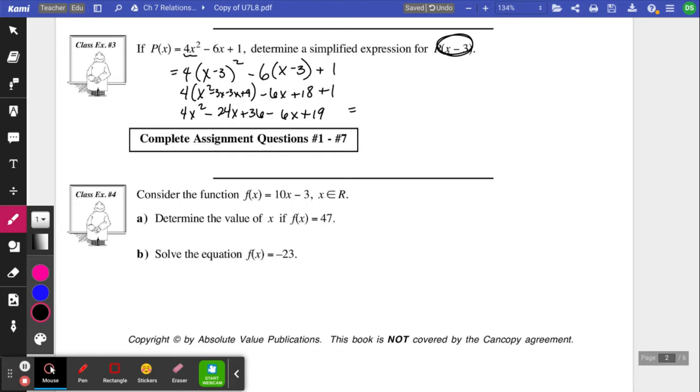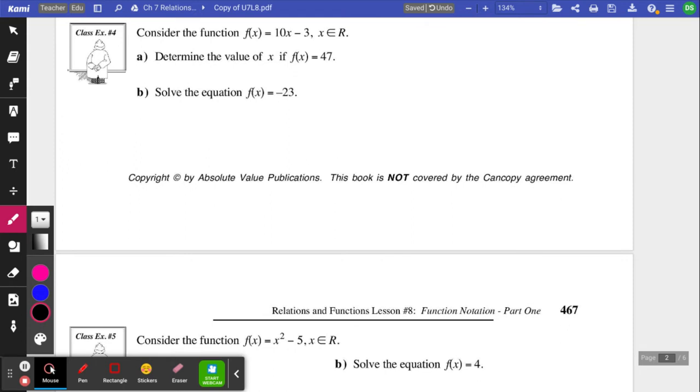Y'all good there? So now what can you combine? Well, I got no other x's, so I'll leave my 4x squared alone. My negative 24x and my negative 6x make minus 30x. And my 36 and my 19 is 55. That is a simplified expression for that. Got it? Any questions? Good. Next.